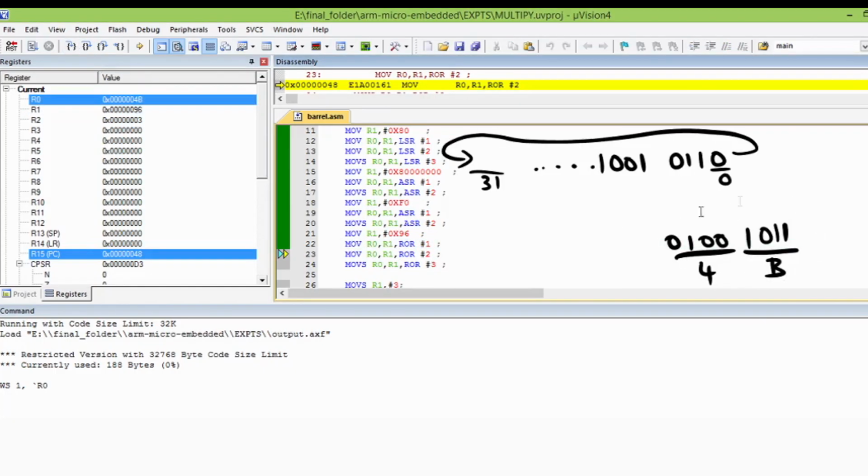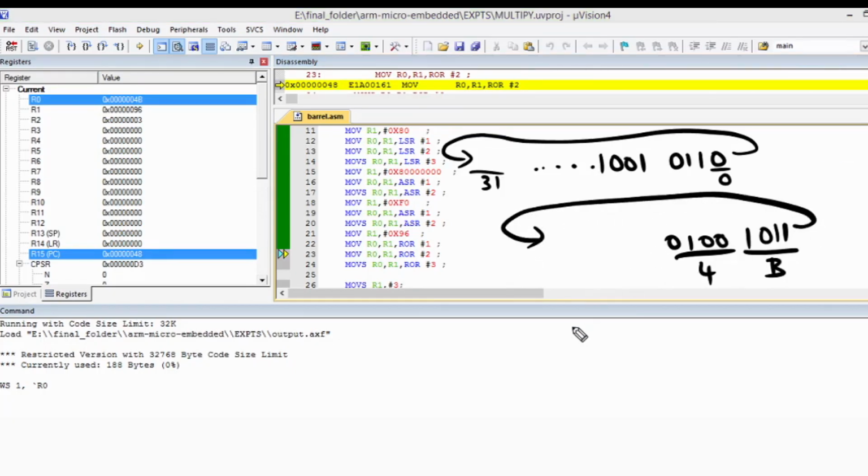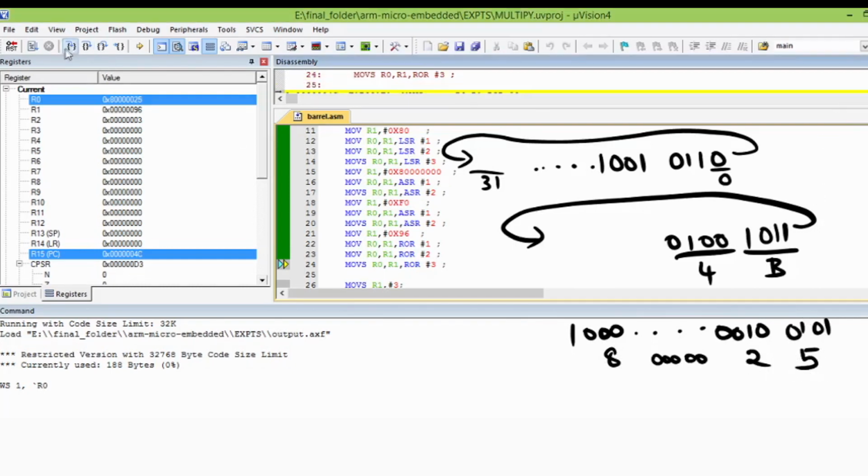In the next case, when you rotate this once again, what will happen? This will come to first position, all zeros. And in the last position what will happen? 1 0 1 0, and it is 0 1 0 0, which will be 8, all zeros. Let's see if that is the answer you get here.